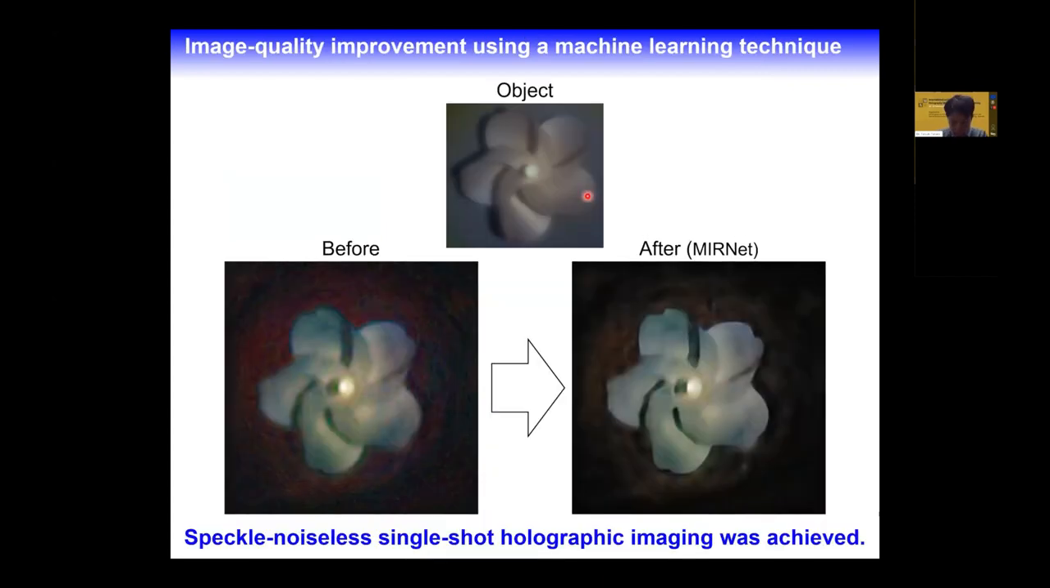And then one of the co-authors, Professor Shimobaba, is a professional in digital holography with deep learning. He has applied a neural network to the reconstructed image of the object, and then a high resolution and speckle-noiseless image has been obtained using the combination of optical design and information science.